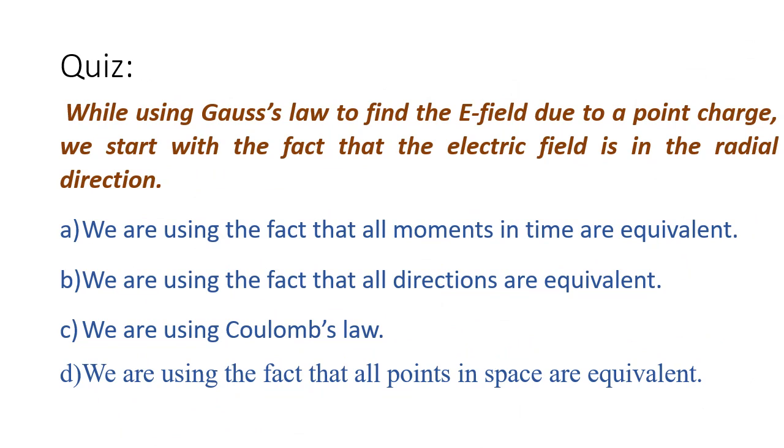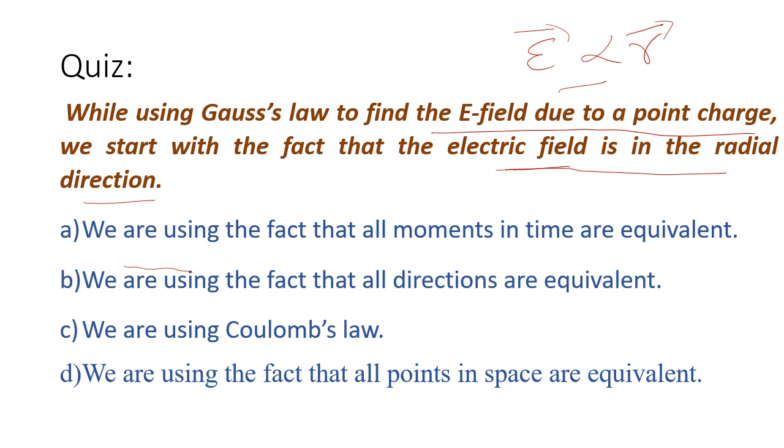Now let us have a quiz. While using Gauss law to find electric field due to a point charge, we start with the fact that electric field is in the radial direction. To establish this fact, we used what properties of space? We are using the fact that all moments in time are equivalent. This is one option. We are using the fact that all directions are equivalent. This is another option. We are using Coulomb's law to tell that E must be in radial direction, proportional to radial vector.